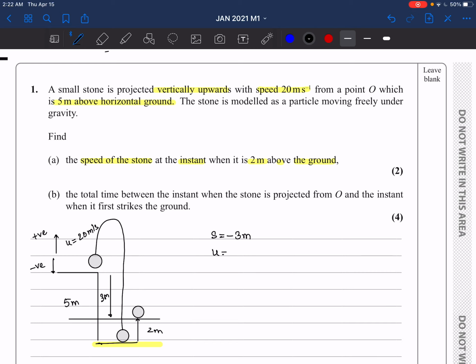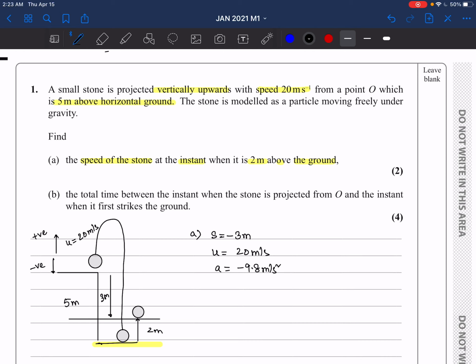Our u will be 20 meters per second. Our a will be minus 9.8 meters per second squared, because in both directions of movement, gravity was pulling the ball downward, both when the ball was moving up and when the ball was moving down. So our a will be minus 9.8.